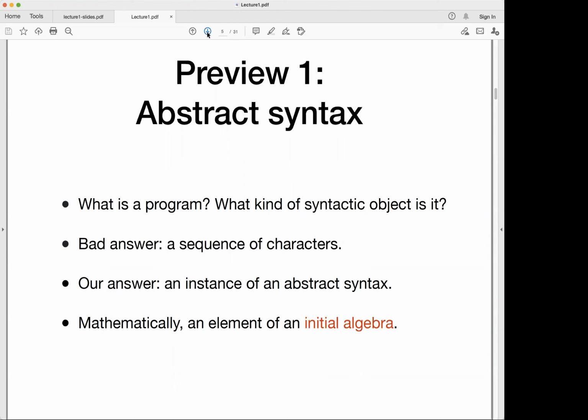And once you view programs or syntactic representations of a program as an element of an initial algebra, then we have some tools, like syntax directed definition. And also we have some principle that looks a bit like induction, which is sometimes called structural induction. These are the tools that we're going to exploit to study various programming languages. So the first concept that we're going to study quite a bit is the idea of syntax as an abstract syntax, or as the initial algebra of some signature.